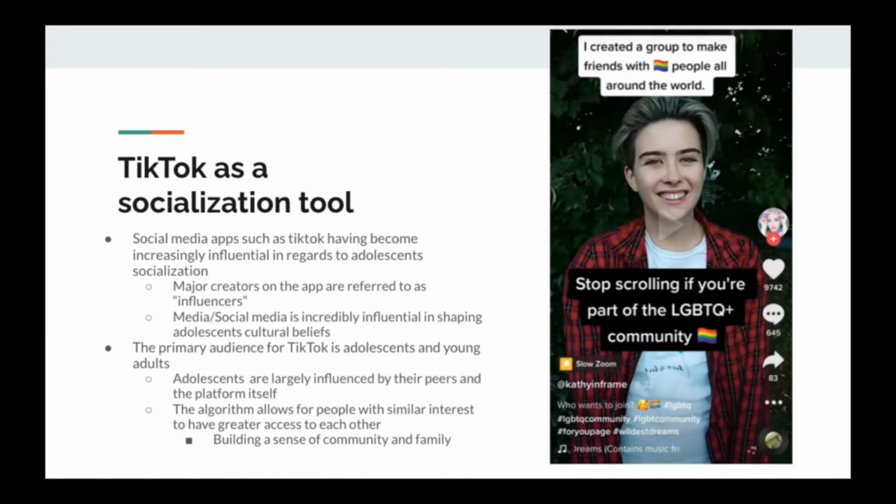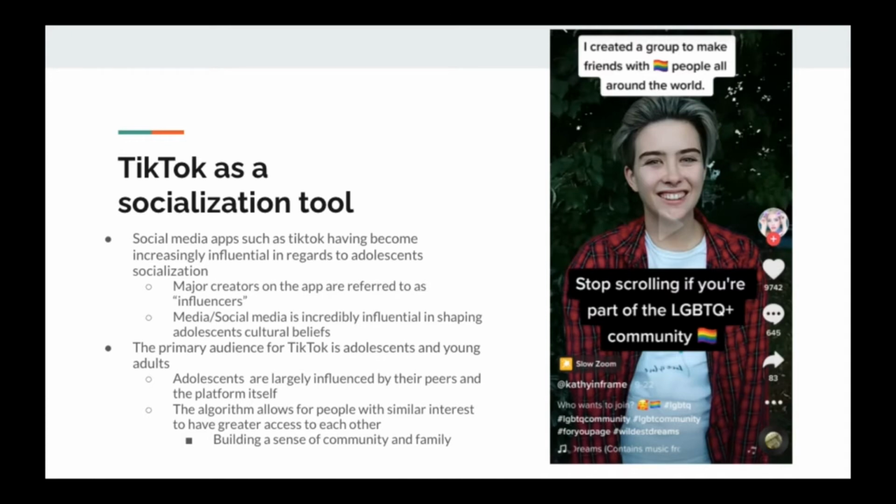Adolescents are largely influenced by their peers and the platform itself. TikTok is highly based on a viewer algorithm, so this allows people with similar interests to have greater access to each other. This really helps to build a sense of community and family for these young people, especially the LGBTQ community. The algorithm often seems to be highly specific for like-minded people, though it's not always perfect.